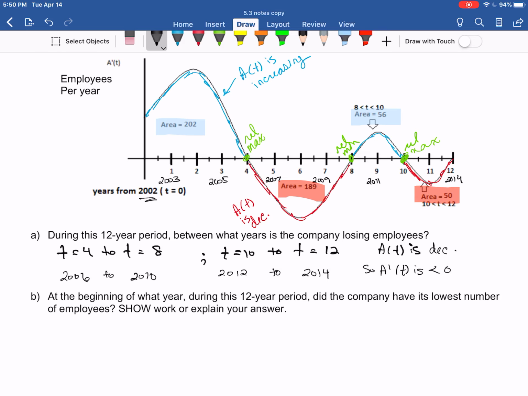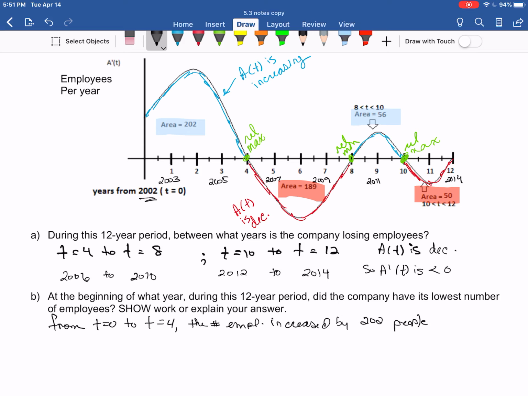From the 0 point until the t equals 4 point, I've increased my number of employees by 202. And so maybe mention that here: from t is equal to 0 to t is equal to 4, that first section of the graph before it crosses the x-axis, the number of employees at this company increased by 202 people, okay? And so I've hired a total of 202 people during that time frame.